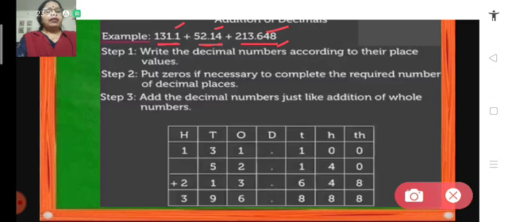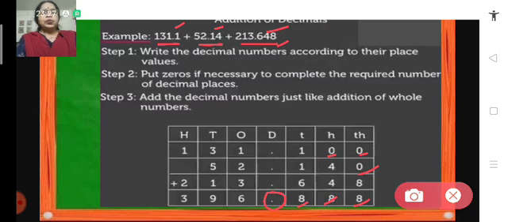131 point, we have added 2 zeros here, 131.100 we have made it. Then 52.14 is made 52.140, and then we have 213.648. Now we can add these numbers. We will add these numbers as we add the whole numbers. So when we add 0, 0 and 8, we get 8 here. And then we add the hundredths, 4 plus 4, 8. Then 1 plus 1 plus 6 becomes 8. Then we put the decimal here.